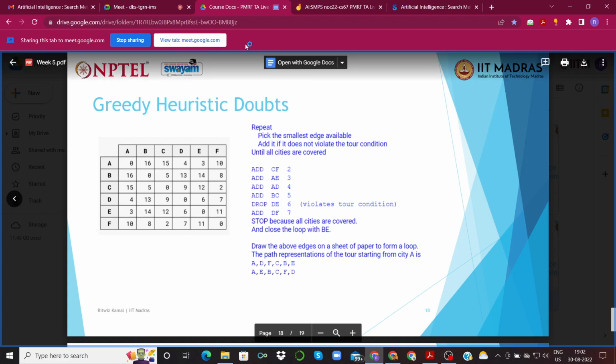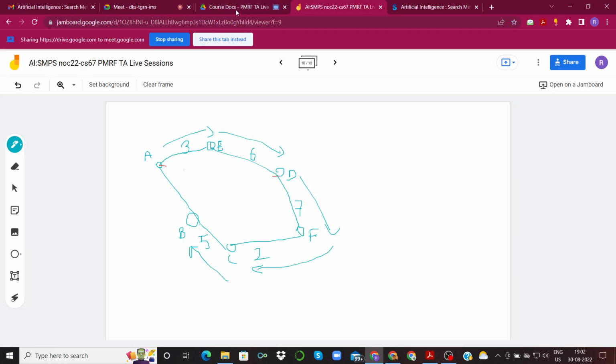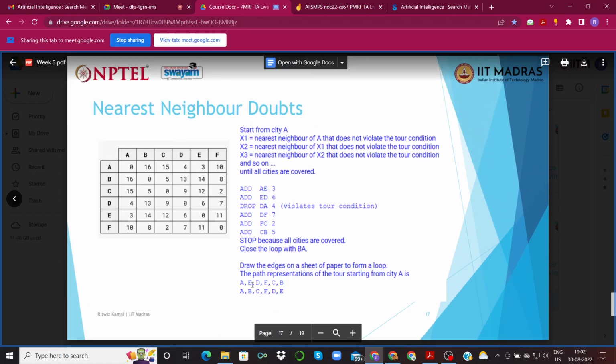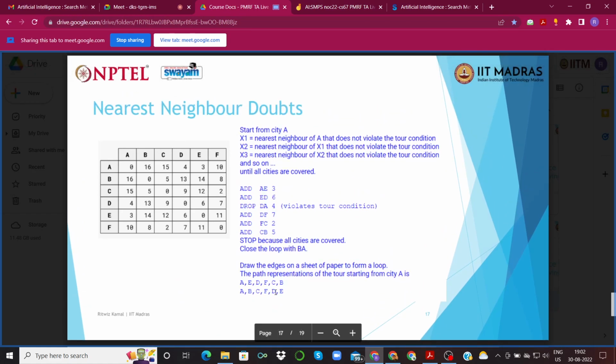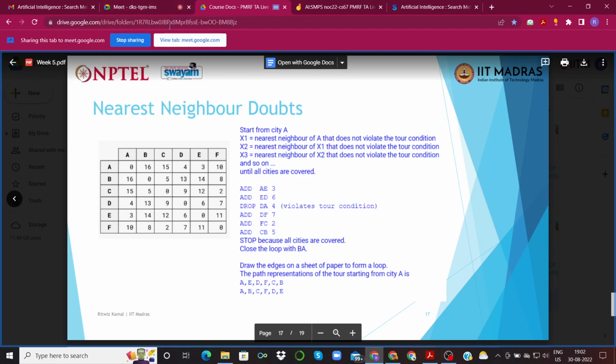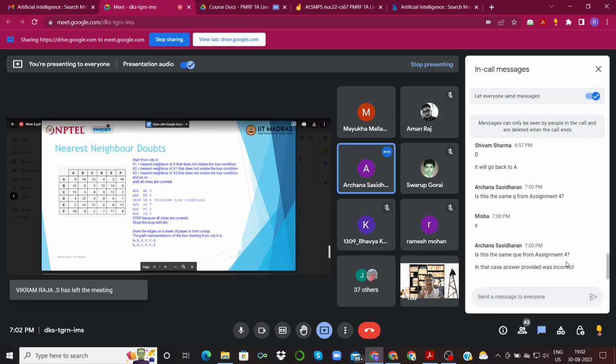So this is the greedy heuristic. Let me just go back to this one. This is the nearest neighbor thing. Okay, nearest neighbor, AEDFCB. Maybe in the assignment also, let me check. Which one is this? Greedy heuristic. Just share. Nearest neighbor, okay. I also got that mixed up. No issues. Even I by mistake showed the greedy heuristic answer.